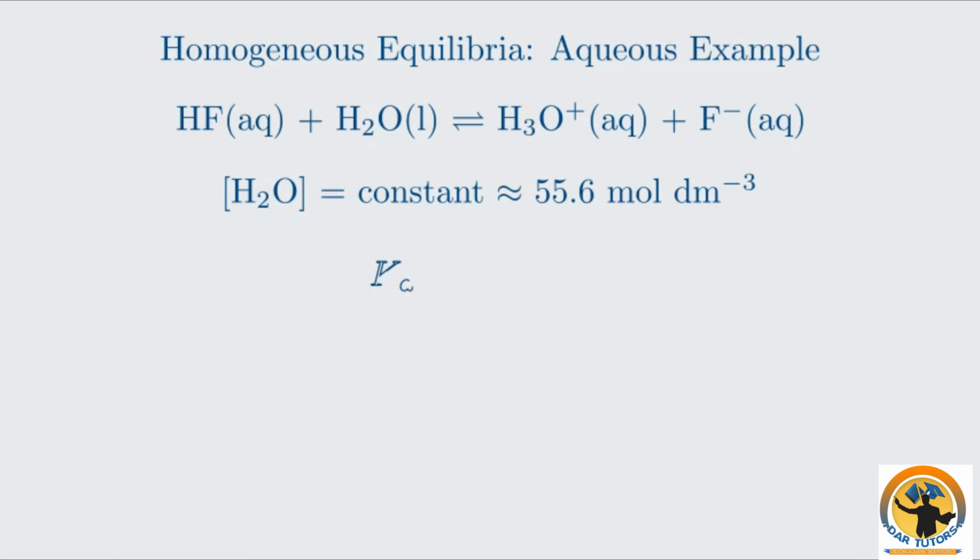The expression becomes Ka equals the concentration of hydronium, H3O+, times the concentration of fluoride, F-, all divided by the concentration of the acid, HF. So, remember this key rule for homogeneous aqueous systems. The solvent, usually water, is omitted from the equilibrium constant expression because its concentration is constant.